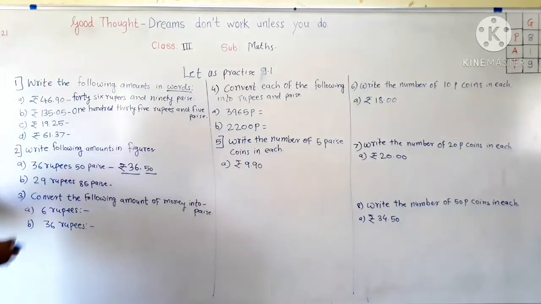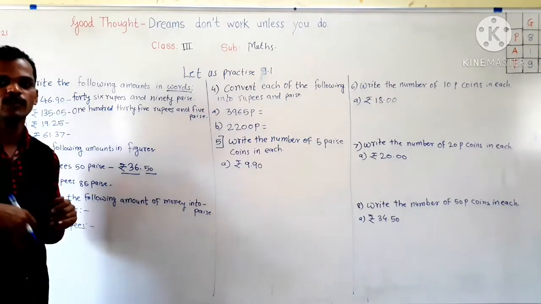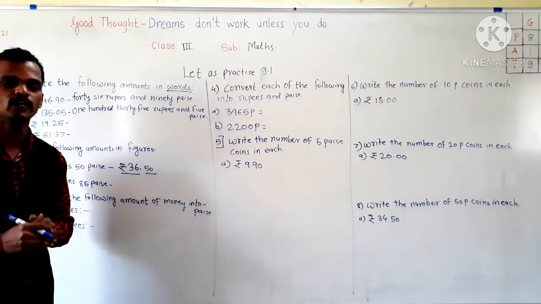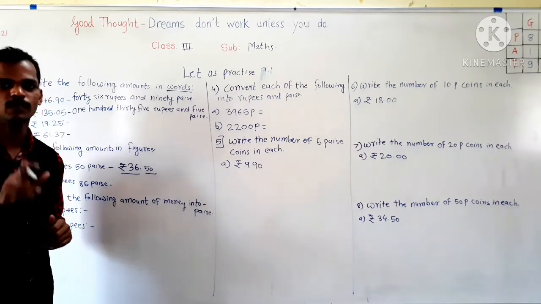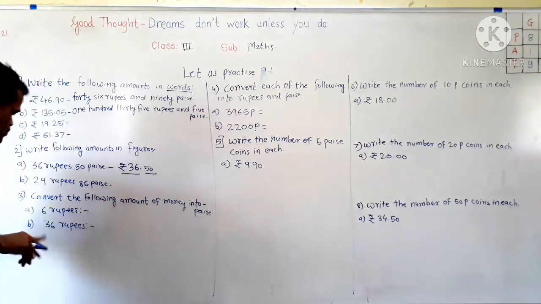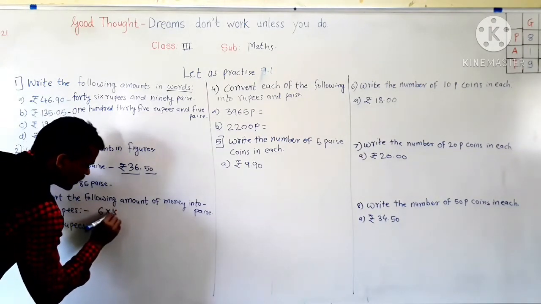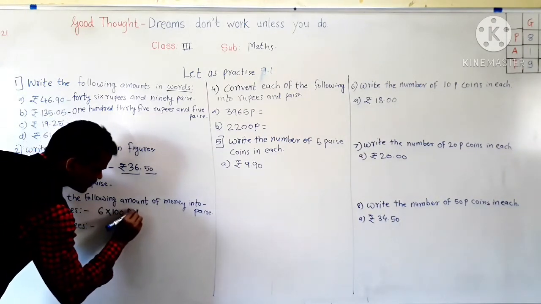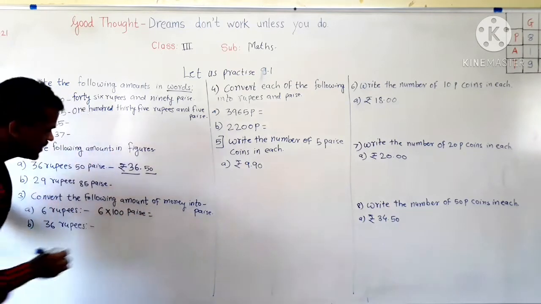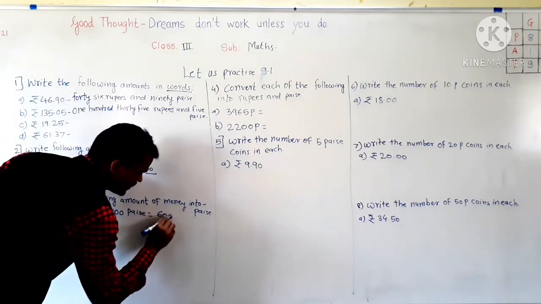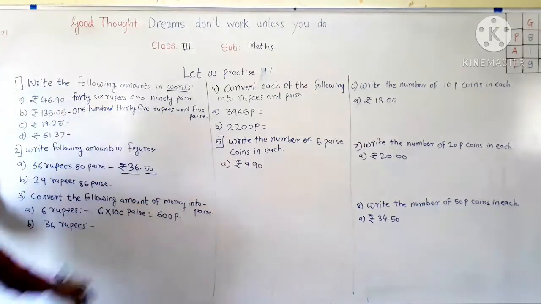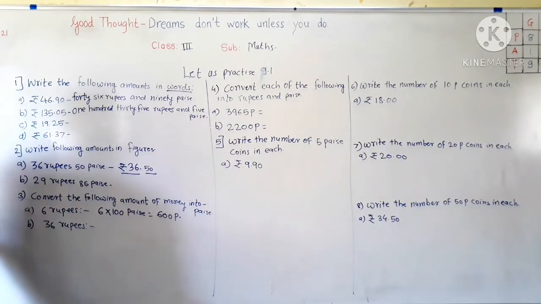The next question, that is convert the following amount of money into paise. If you are going to convert an amount from rupees to paise, then multiply that amount by 100. So 6 rupees is equal to 6 into 100 paise. So 6 into 100 is equal to 600 paise. Like this you have to solve those examples.